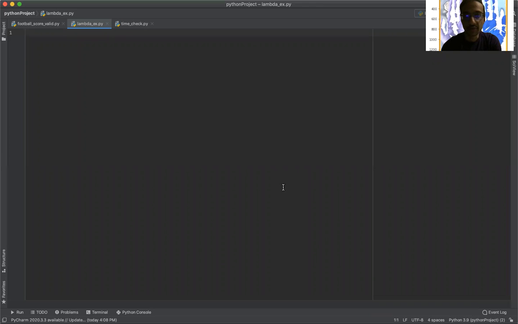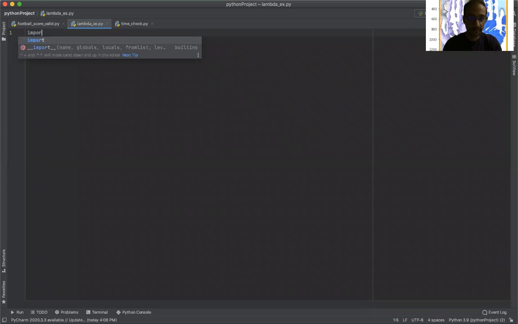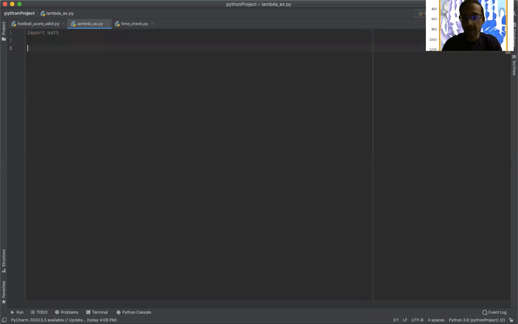We'll just get into it. We'll start off with our import. We're going to import the math package, and then we're going to define our test cases. There could be a single root, two roots, and imaginary roots. So we'll do those cases here.